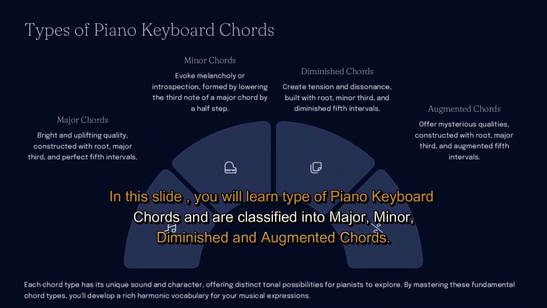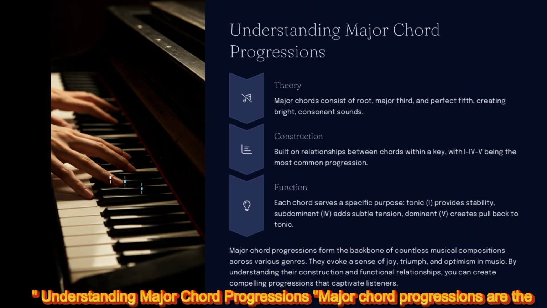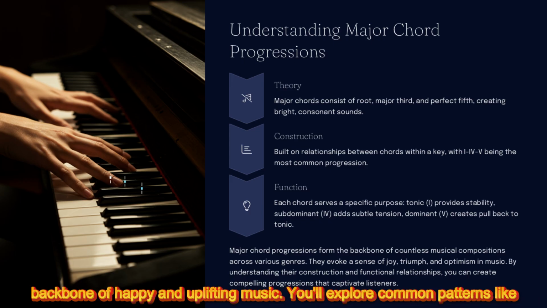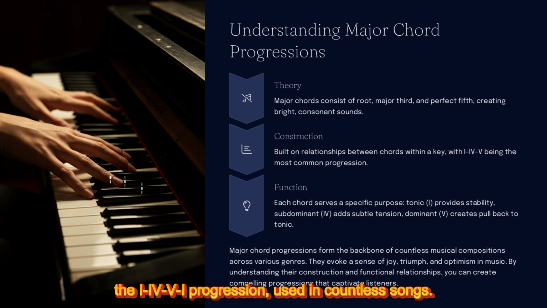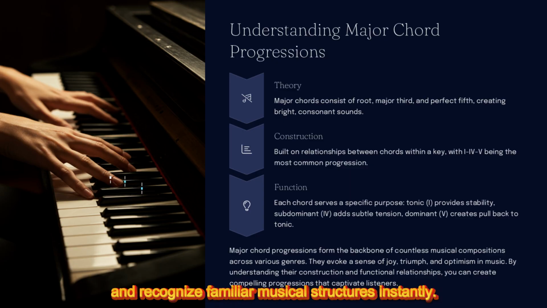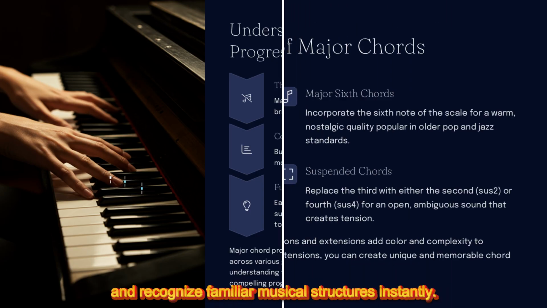In this slide, you will learn the types of piano keyboard chords, which are classified into major, minor, diminished, and augmented chords. Understanding major chord progressions. Major chord progressions are the backbone of happy and uplifting music. You'll explore common patterns like the I-IV-VI progression, used in countless songs. Mastering these progressions will help you play confidently and recognize familiar musical structures instantly.